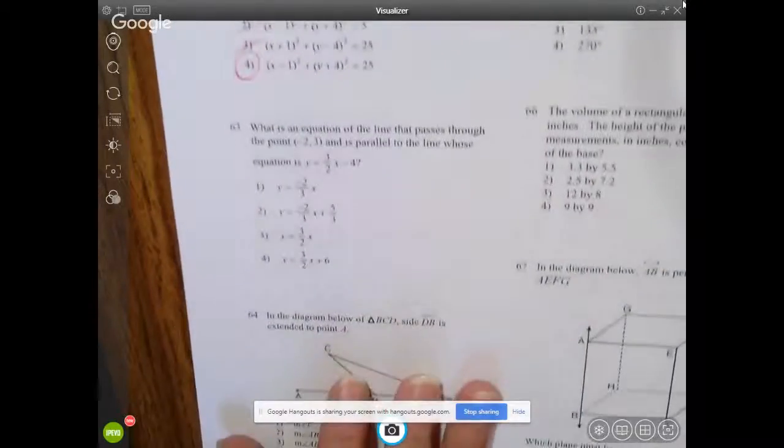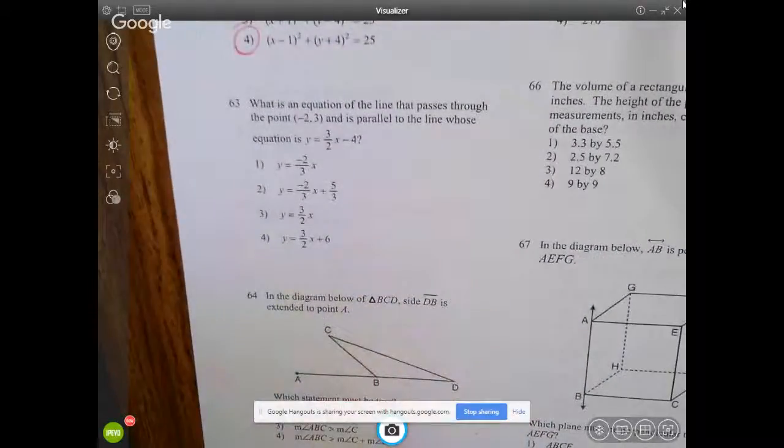All right, let's look at 63. That would be nice.